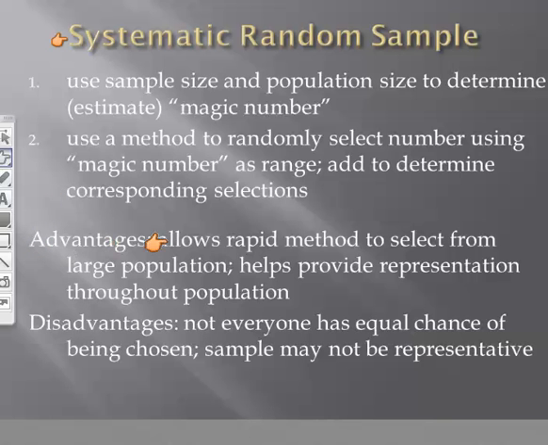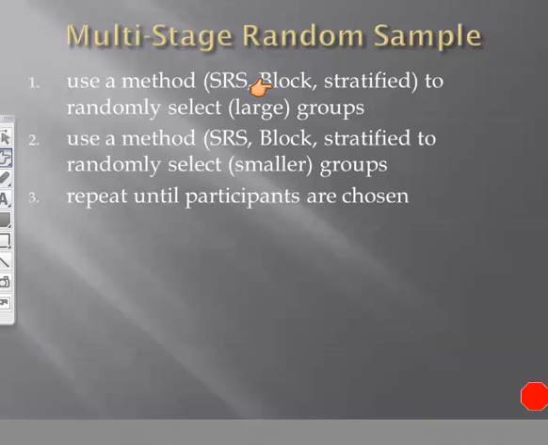The advantage: it allows a rapid method to select from large populations and helps provide representation throughout the population. The disadvantage: not everyone has an equal chance of being chosen. The sample may not be representative of the entire population.